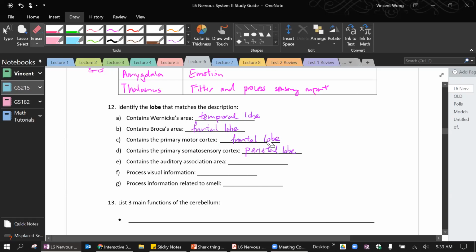Okay, so more specifically, which part of the frontal lobe, right? It is in the precentral gyrus. Okay, and this would be in the postcentral gyrus.